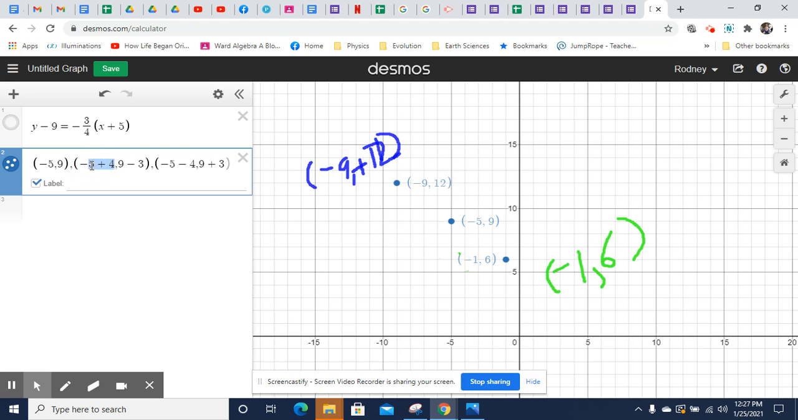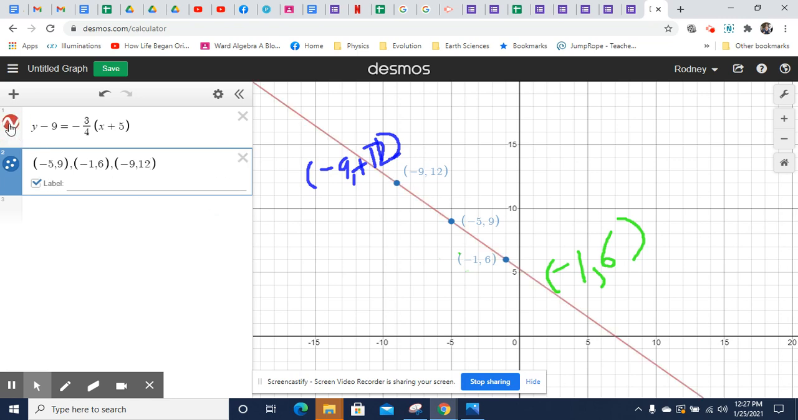Negative 5 plus 4 is negative 1. And 9 minus 3 is 6. And negative 5 minus 4 is going to be negative 9 because you started at negative 5 and you went 4 more down. And 9 plus 3 is 12. And so there you have the 3 points that we can test out.